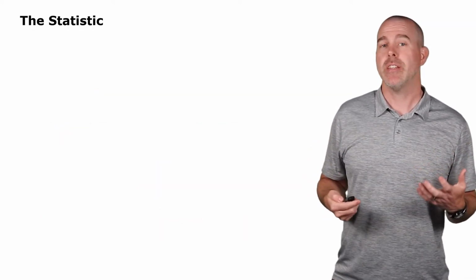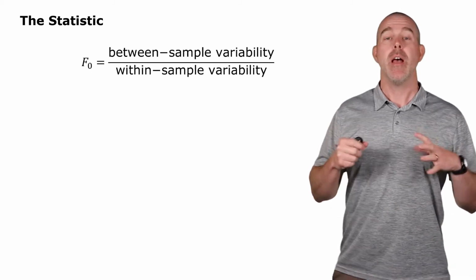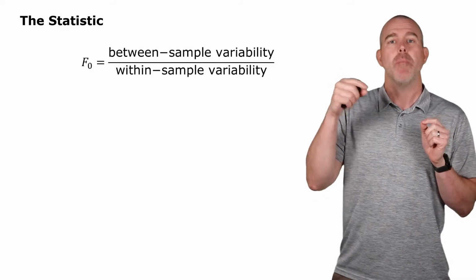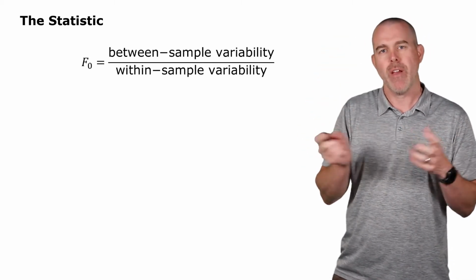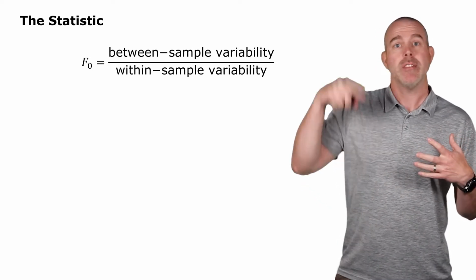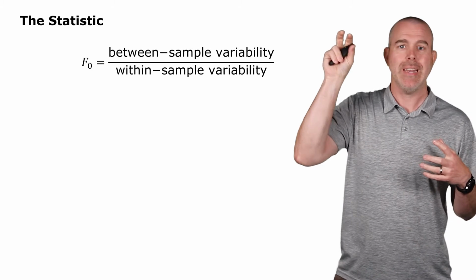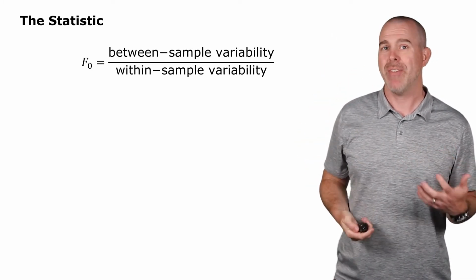So we need some theory for this test. The statistic we're going to use is an F statistic. I'm not going to give a formula here, but the basic idea is you look at between sample variability and you divide that by the variability within the sample. So a big one here means there's more between sample variability than there is within the sample. So this is an F statistic.